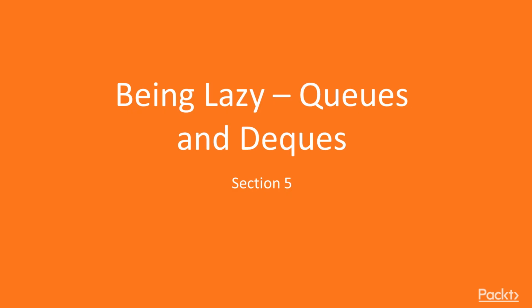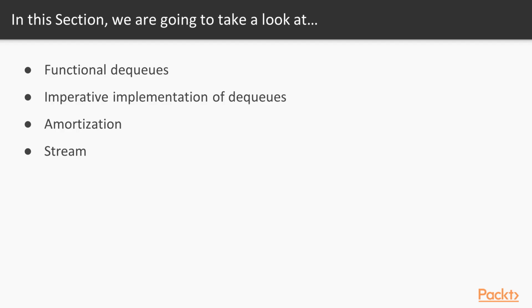Hi, welcome to a new section of this course, Being Lazy, Queues and deques. In this section you'll learn about functional deques. We'll take a quick look at how deques are implemented imperatively. Next we'll look at amortization, and we'll play a bit with stream, that is Scala's lazy lists. Finally, we'll implement deques using similar techniques.